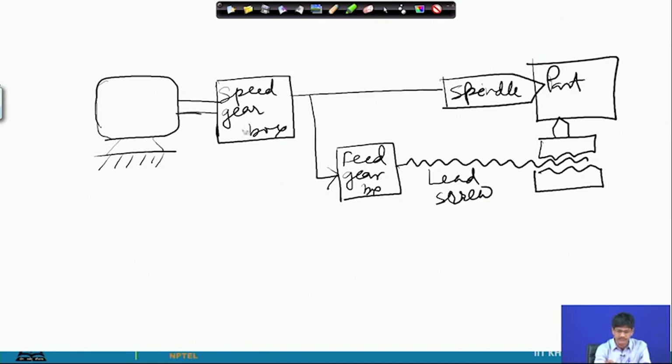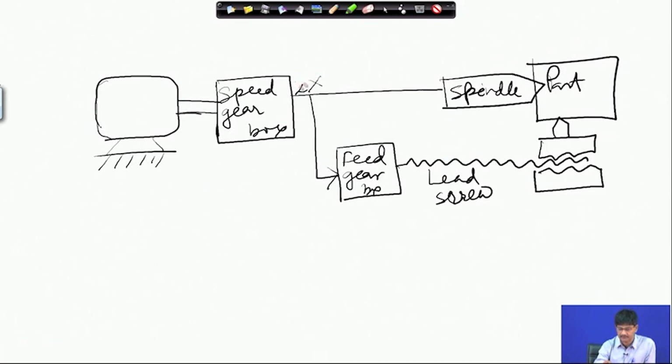Suppose we change the settings inside the speed gearbox, so that the output gets multiplied by 2. In that case, we will definitely find that whatever is the movement, that will get multiplied by 2. However, the feed which is defined in millimeters per revolution will remain the same even if I change the speed gearbox. Why so? That is because, let us take an actual example.